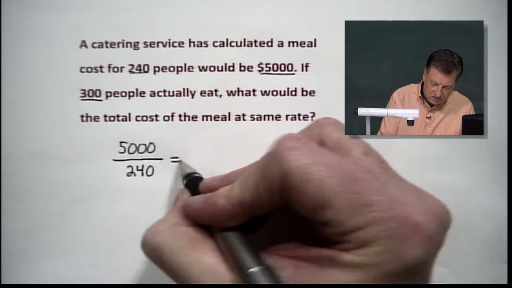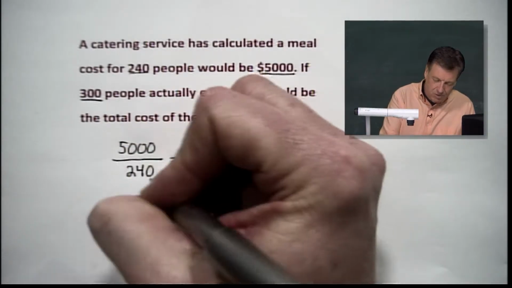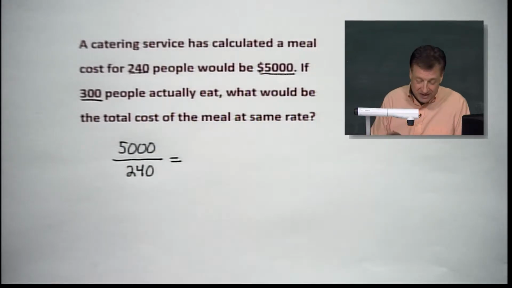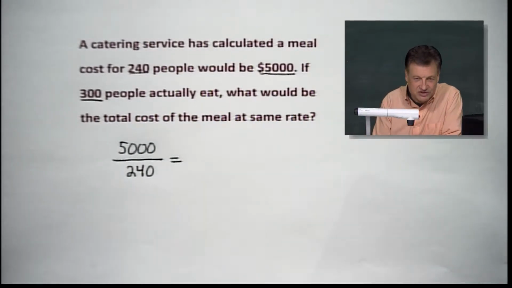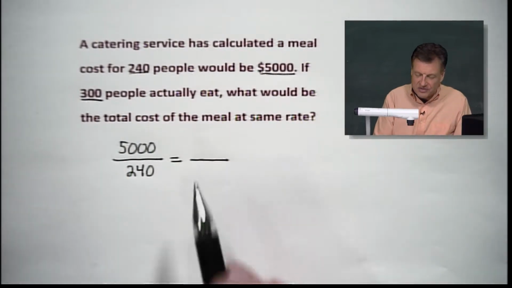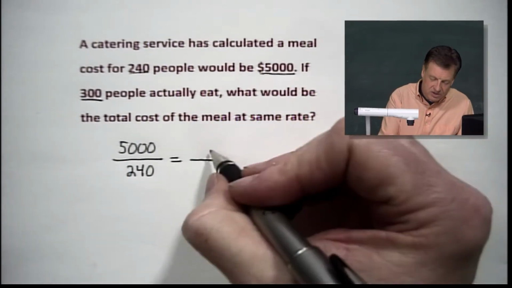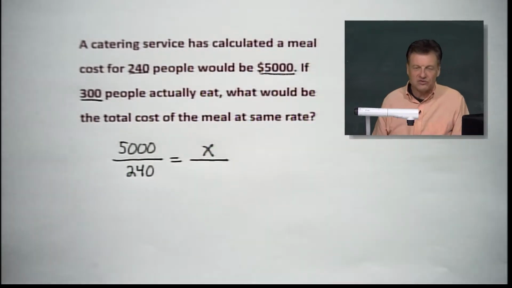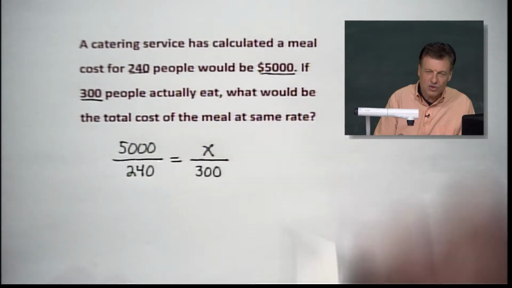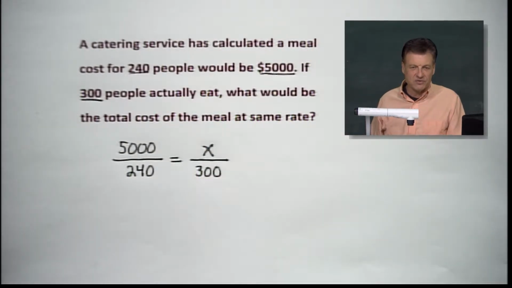Over here, that's $5,000, by the way. That's not per person, it's $5,000 for all those people. We can probably figure out the rate per person here in just a second. But on the other side, we're going to play the same story. But this time, we want to know how much money. We do not know. We'll call it X, the missing piece right there. But we do know that we have increased our amount from 240 to 300.